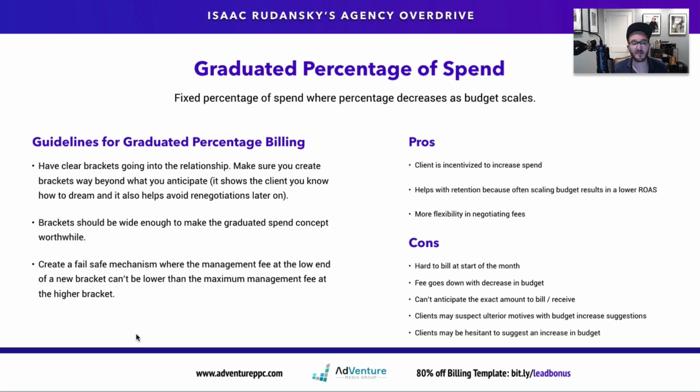You create a fail-safe mechanism where the management fee at the low end of a new bracket can't be lower than the maximum management fee at the higher bracket. I know that might sound confusing, but I have a template-built calculator for you, and I'll show you exactly what that means in a second. You have the link to that template down below.